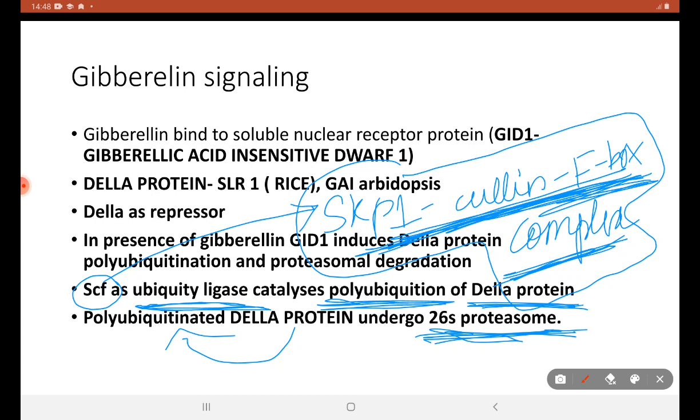DELLA protein acts as a repressor and it may also act as an activator. The major thing is the presence or absence of gibberellin, and DELLA protein will act accordingly. SKP1 cullin F-box is the complete expansion of SCF. It acts as a ubiquitin ligase.